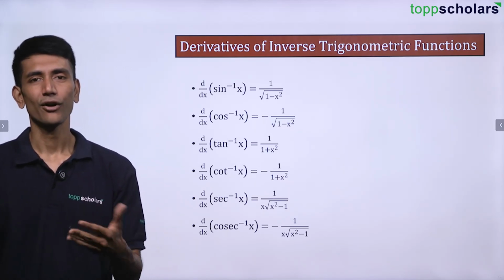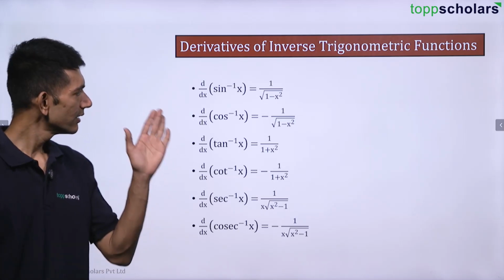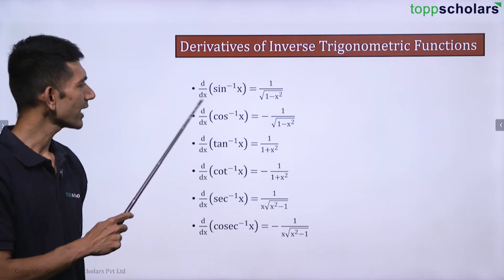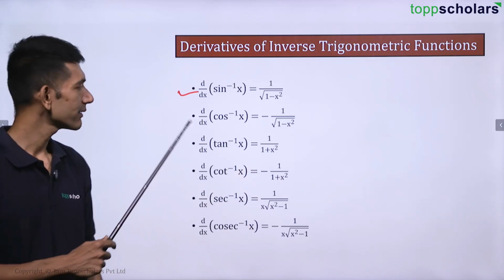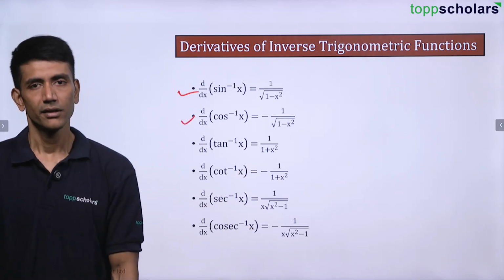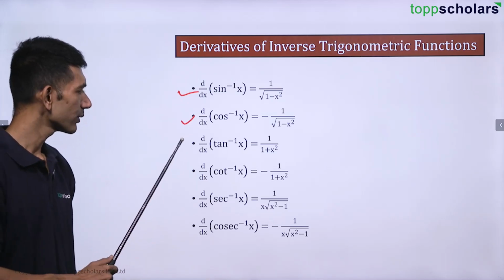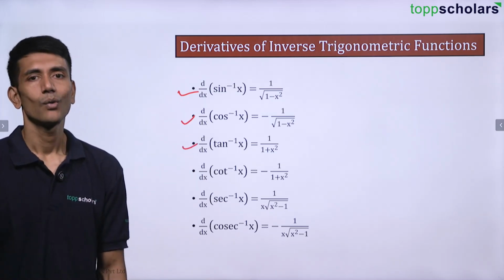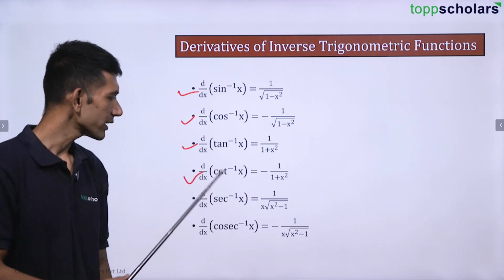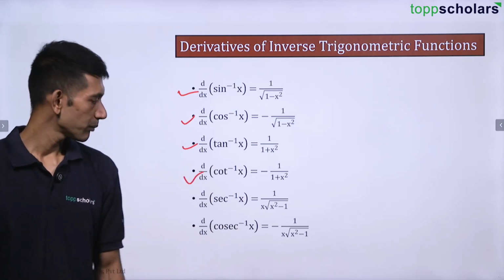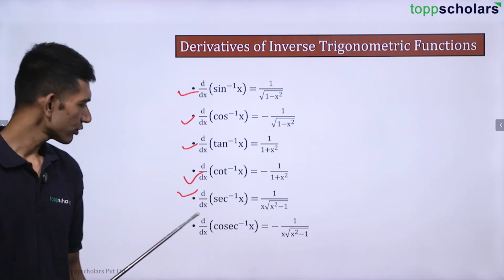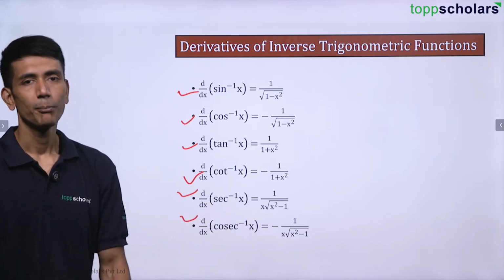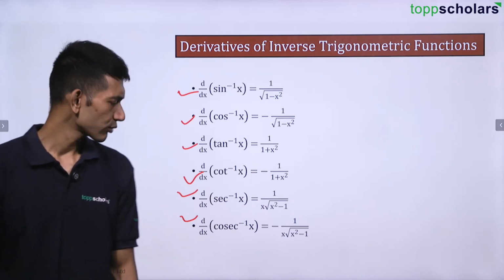Sine, cos, tan, cot, sec, cosec, right? Inverse of those. So the derivative of sine inverse of x is 1 by under root of 1 minus x square. For cos inverse x, minus 1 by under root 1 minus x square. Tan inverse x, 1 by 1 plus x square. Cot inverse x, minus 1 by 1 plus x square. Sec inverse x, 1 by x under root x square minus 1. And cosec inverse x, minus of 1 by x root x square minus 1.